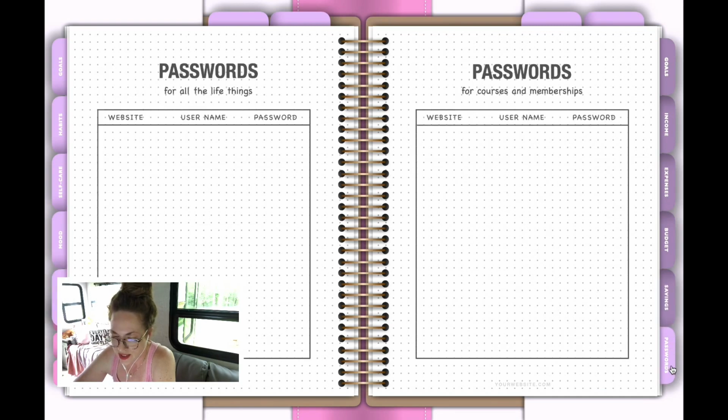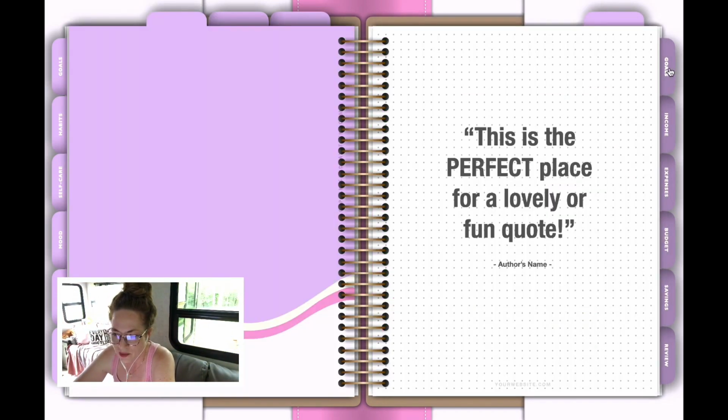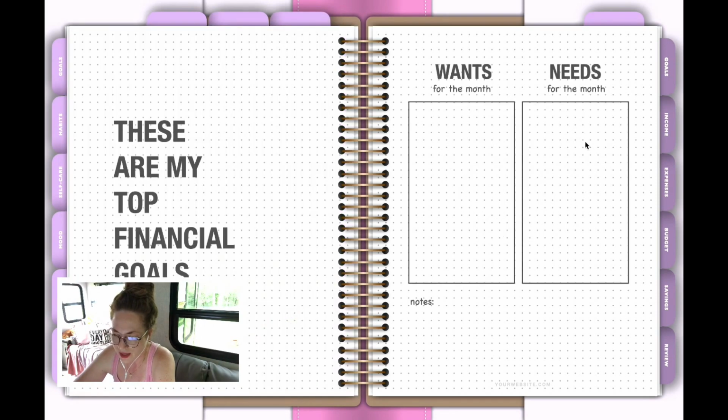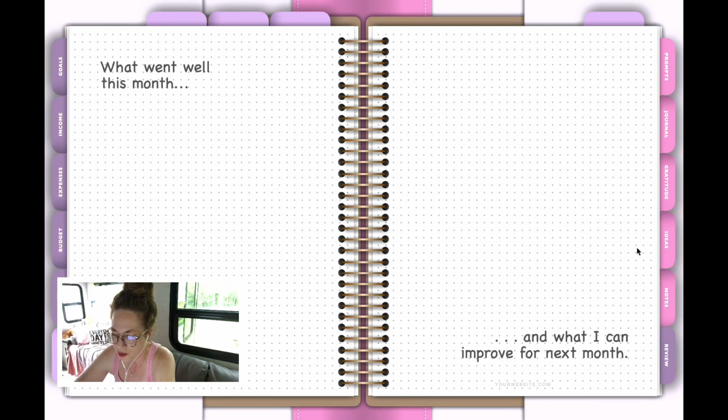And now you can see that just like with the monthly, all of these tabs are flipping as we're going through. So then our next section, I'm going to click on this, and now we have all of our money pages. So I'm going to click here on top at the goals, and then just like with the previous section, the very first page is going to be for a quote. But once I click on this, then we're going to have our first goal spread. Then we have income, expenses, budget, savings, and end of the month review.